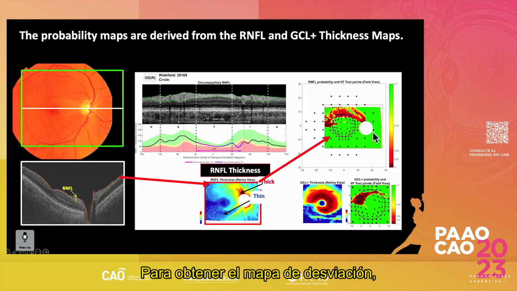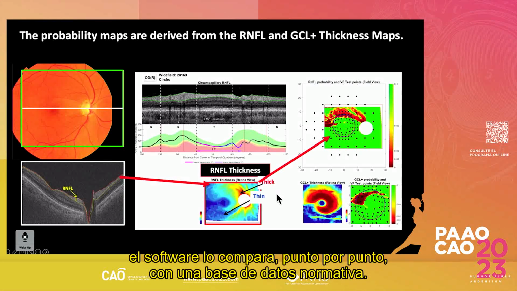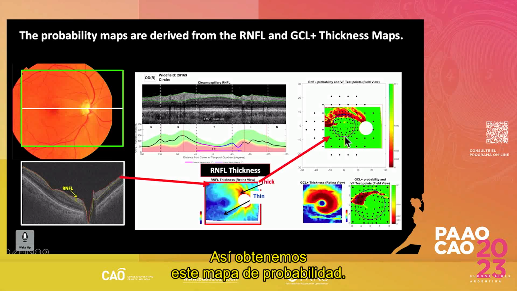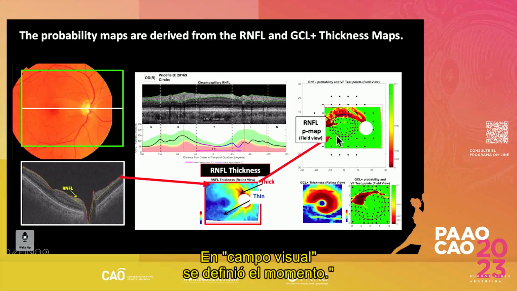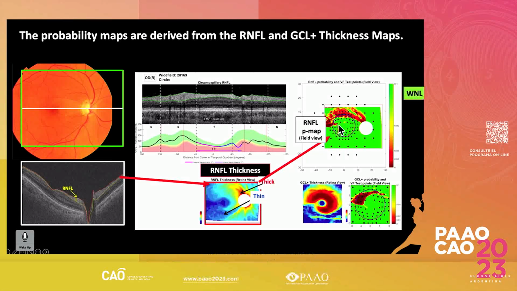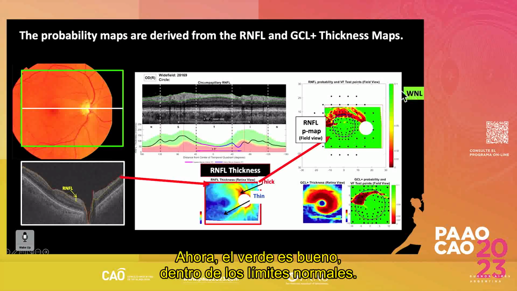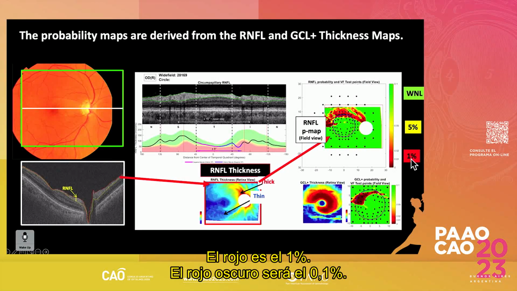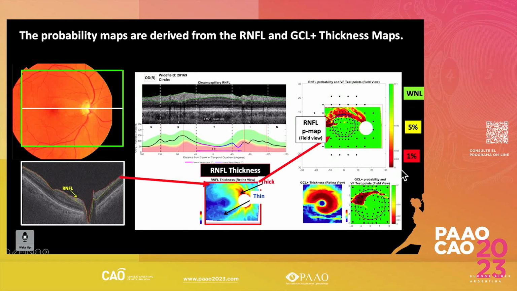To get the deviation map, the software compares this point by point to a normative database. And you get this probability map, right? It is in field view, which I'll define in a moment. Now, green is good, within normal limits. Yellow would be about 5%, red is 1%, dark red would be 0.1%, right?